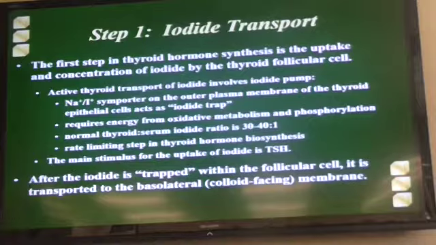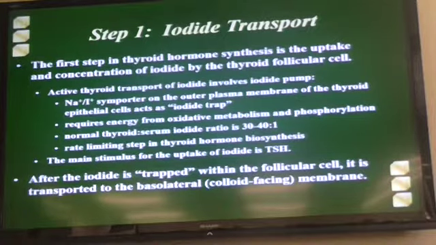Okay. So again, step 1 is iodide transport, which is the uptake and concentration of iodine by the thyroid follicular cell. And again, since it's against the concentration gradient, it has to have an active pump. And that is the sodium iodide transporter. What hormone do you think activates that? How about FSH? How about TSH? ACTH? Which one is going to do it? TSH, thyroid stimulating hormone. FSH is follicle stimulating hormone. Okay, so TSH, and where does TSH come from?